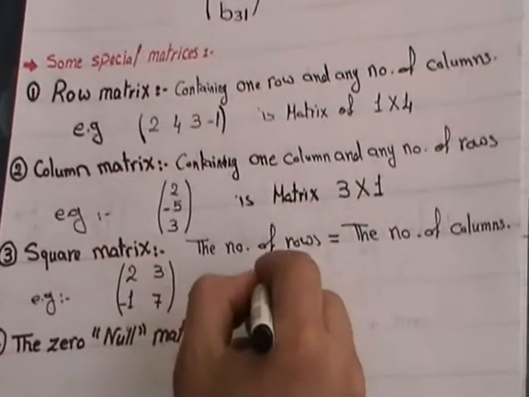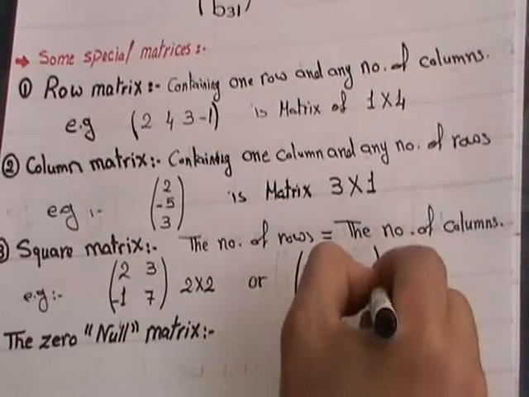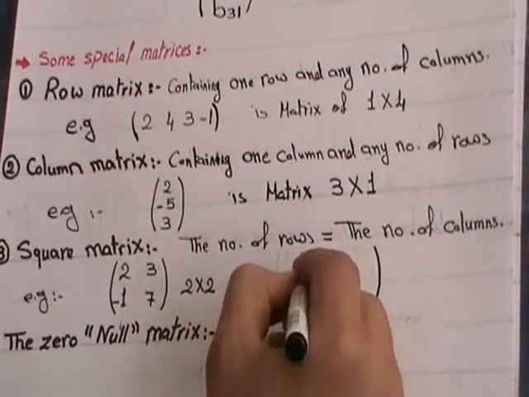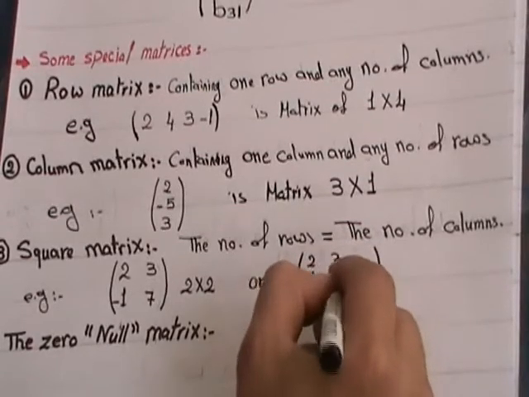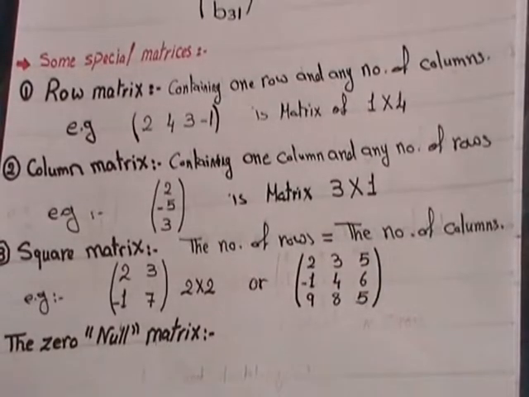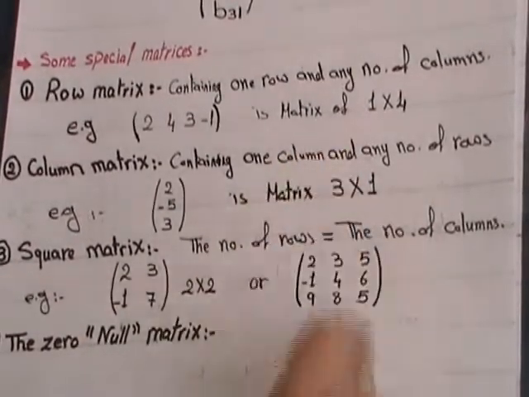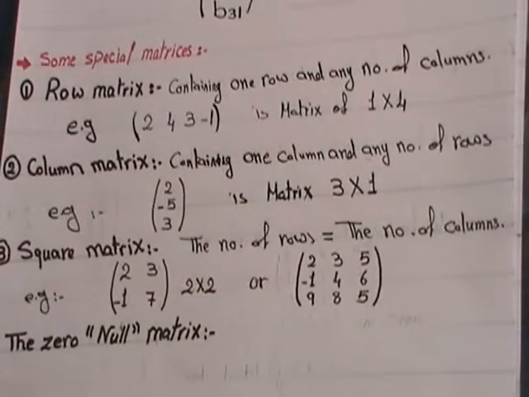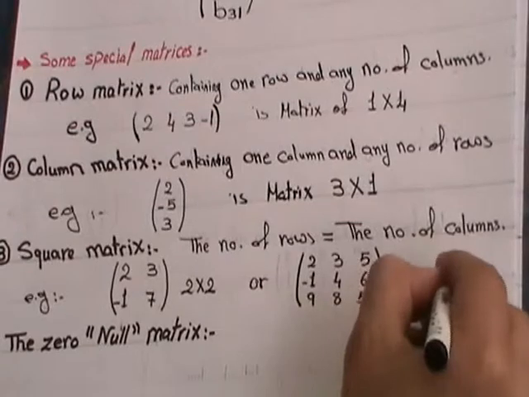We're going to another example. We have a matrix which contains 2, -1, 9, 3, 4, 8, 5, 6, and here also 5. We have here how many rows? 1, 2, 3. And how many columns? 1, 2, 3. We have 3 rows and also 3 columns. So it's a square matrix of order 3 times 3.